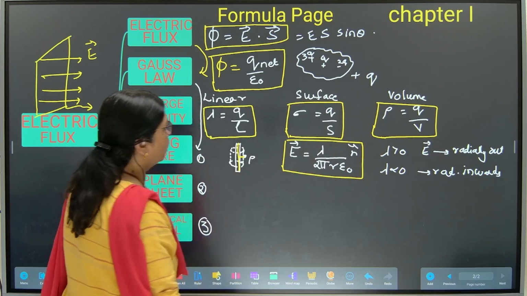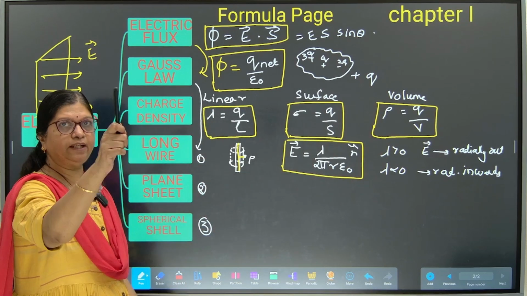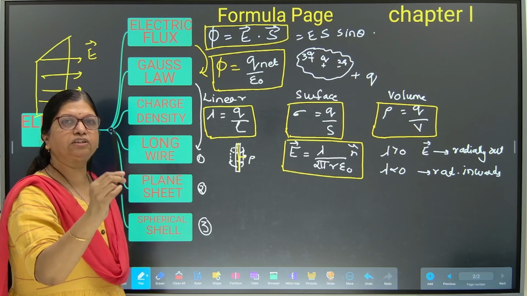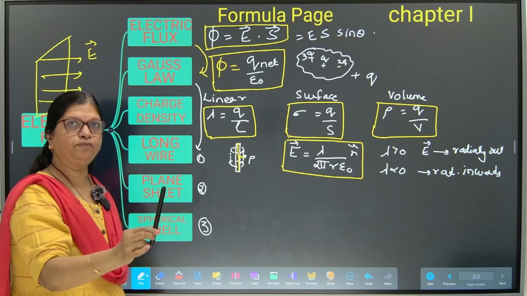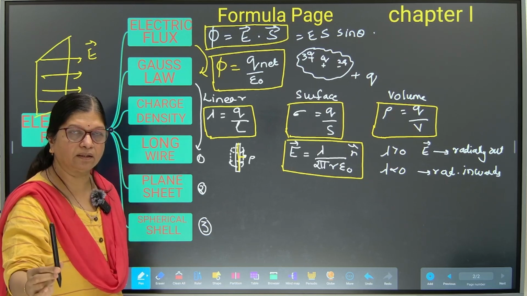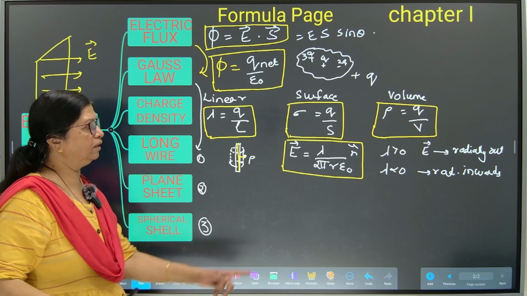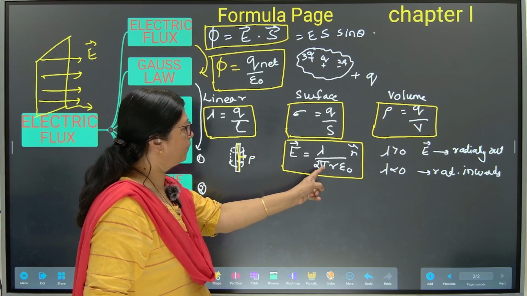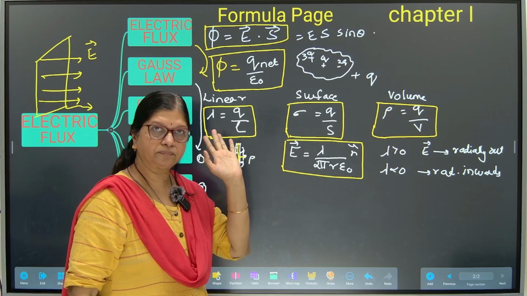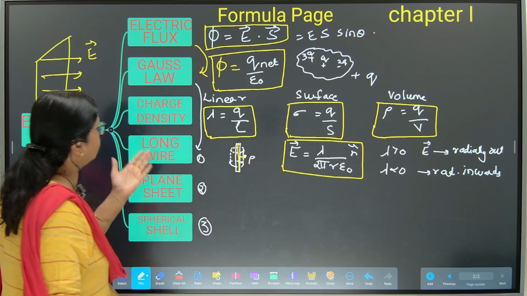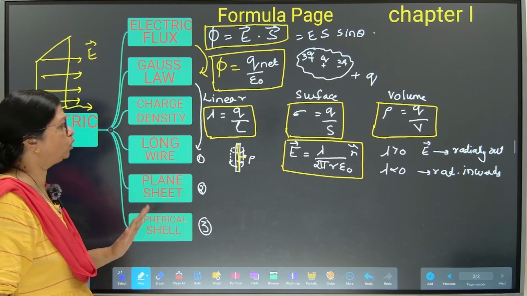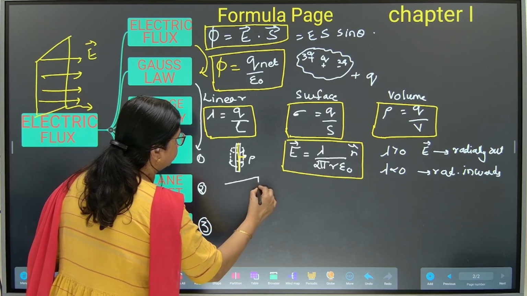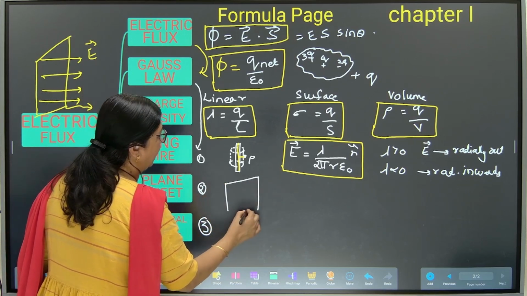Okay. So if I have a uniformly charged long wire which is infinite in length, then the electric field is given by lambda upon 2 pi r epsilon naught.